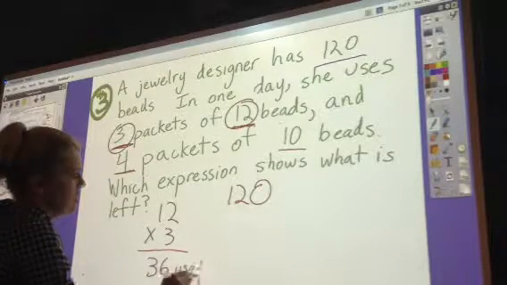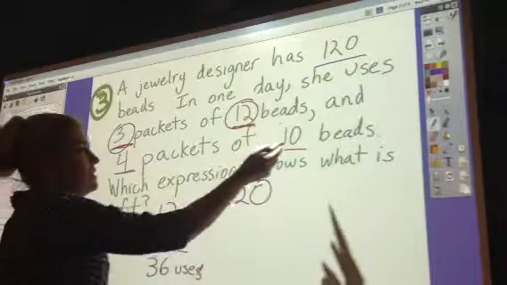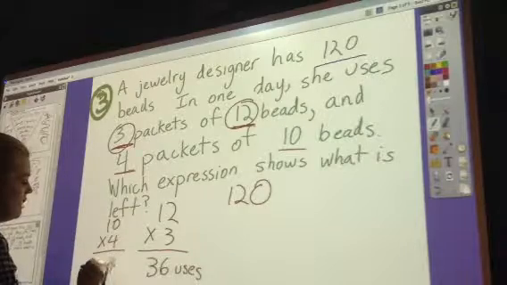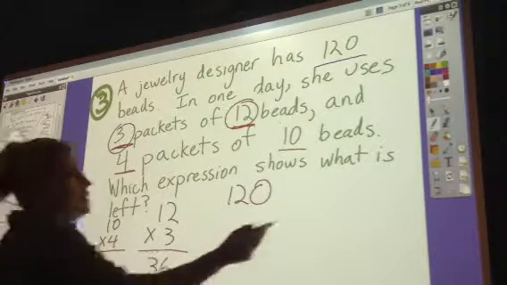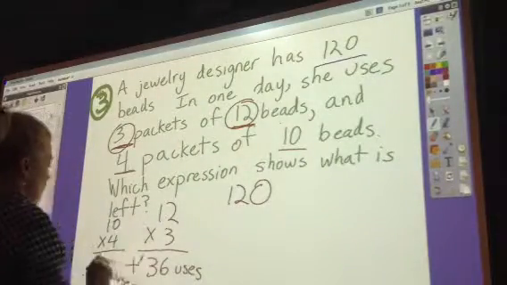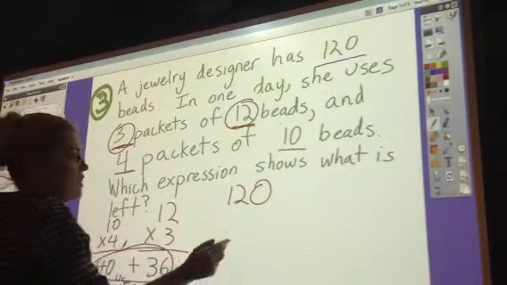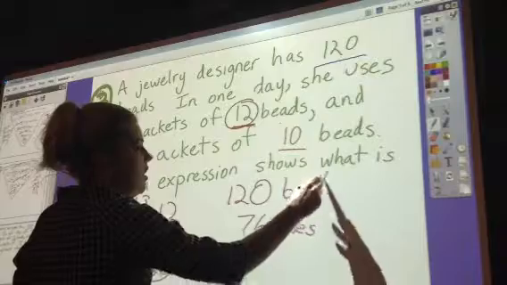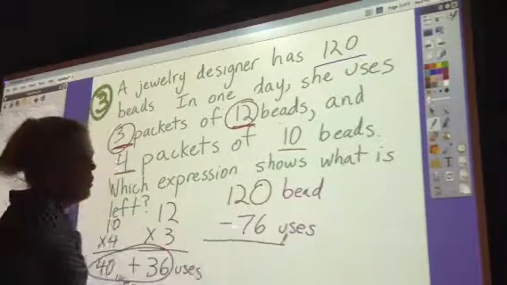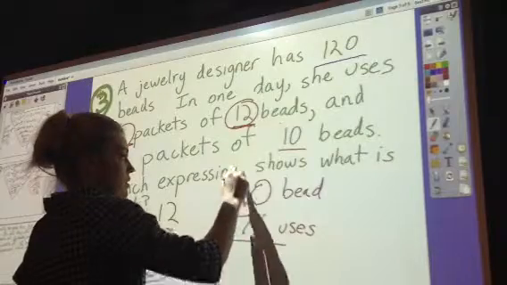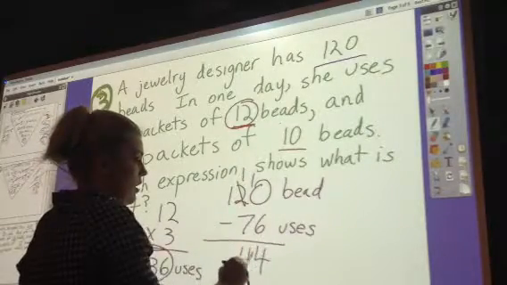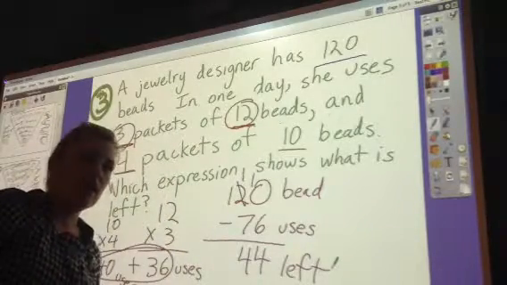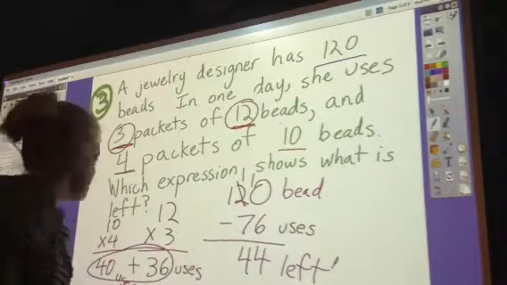Okay, so she uses 36, and then she uses 4 packets of 10 beads, so 10 times 4, she uses another 40. I'm going to combine the 40 and the 36 to find out that she uses 76. She had 120. We're going to subtract the 76 that she uses. And we know, without having to look at any complicated equation, that she has 44 left.